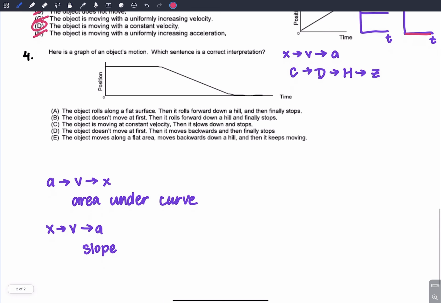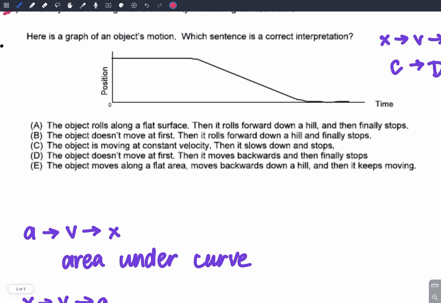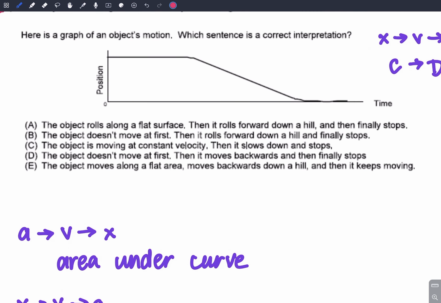Next question. Here is a graph of an object's motion. Which sentence is a correct interpretation? Okay, our position versus time graph. Therefore, let's analyze this. So it starts off somewhere here, which is a positive value because it's above 0. Now it continues to be at that particular position for a certain amount of time. Then it goes from that positive position and it goes all the way to 0.